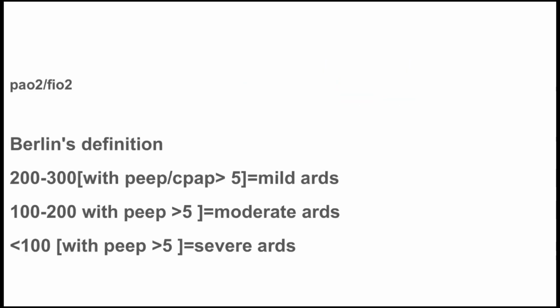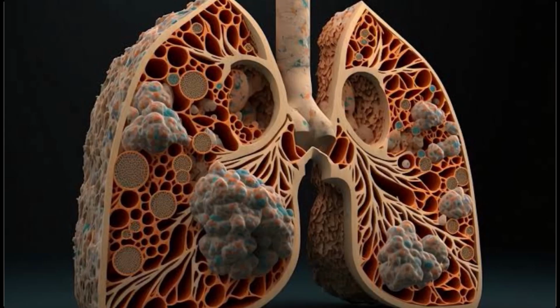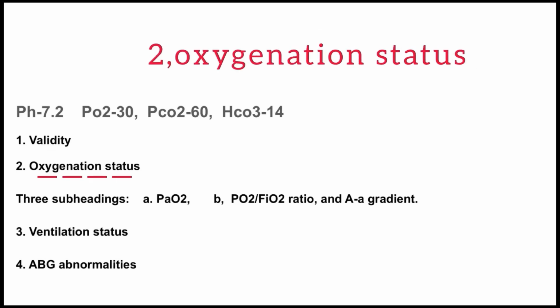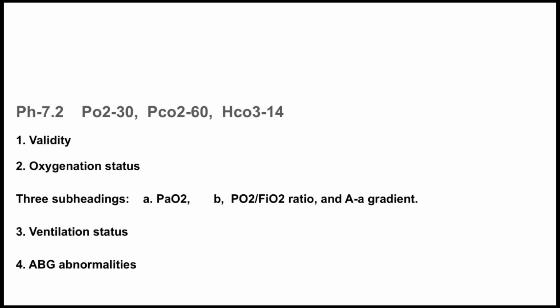You can see here the gradings of P/F ratios. Mild is between 200 to 300, moderate is between 100 to 200, and severe is less than 100. A lower P/F ratio indicates more severe hypoxemia and potentially more significant lung dysfunction. So in ABG, first you have to mention validity, second oxygenation status. In oxygenation status, we have discussed PaO2 and P/F ratio.